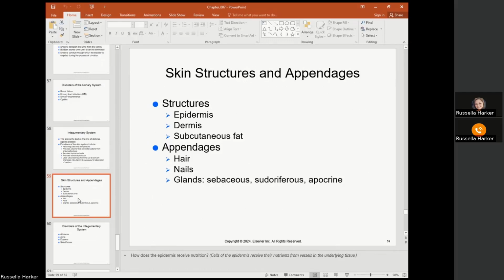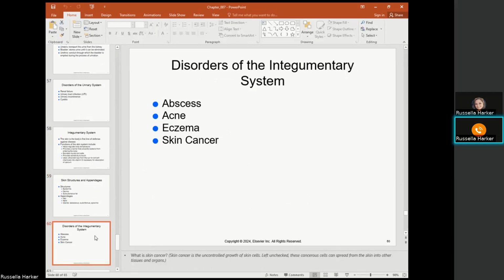These are the structures and appendages. We have our skin, which is made up of the epidermis, dermis, and subcutaneous fat layers. And then our appendages, which are hair, nails, and glands. We have three different types of glands: sebaceous, sudoriferous, and apocrine glands. Disorders of the integumentary system are listed here.